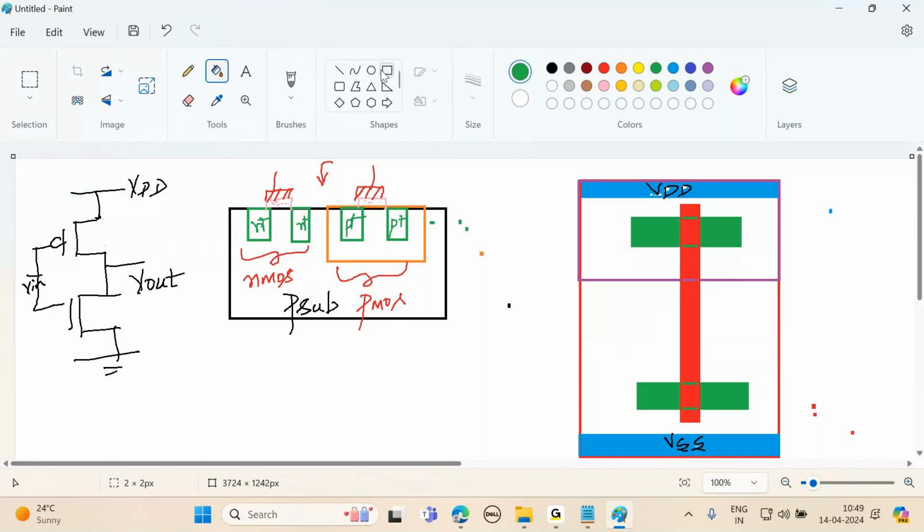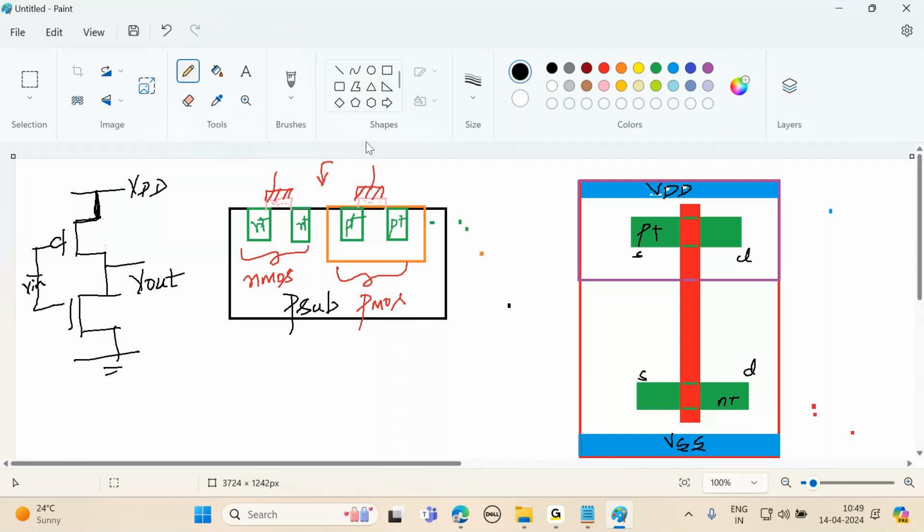This is P plus, this is N plus. This is source. This is drain. This is called source and this is called drain. Your PMOS is formed in the N well. This purple color is N well. Now you have to make the remaining connections. The source of your PMOS is connecting to VDD. This P plus is a semiconductor, and this VDD is a metal layer.